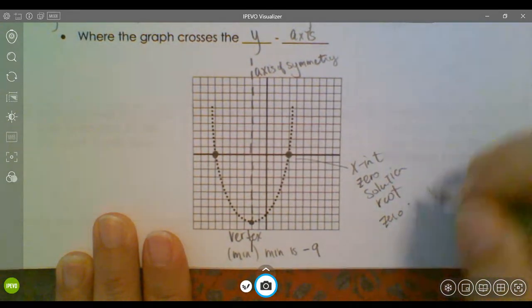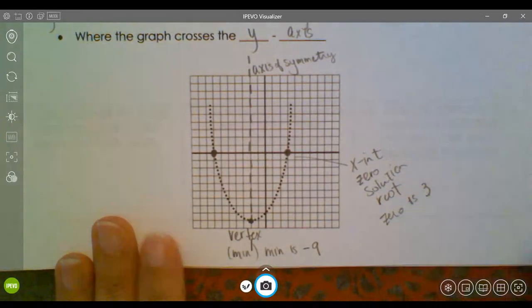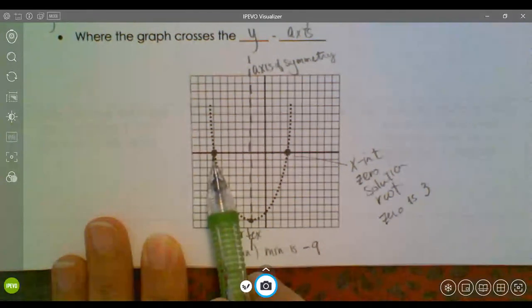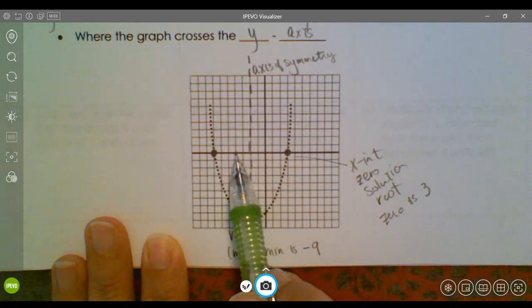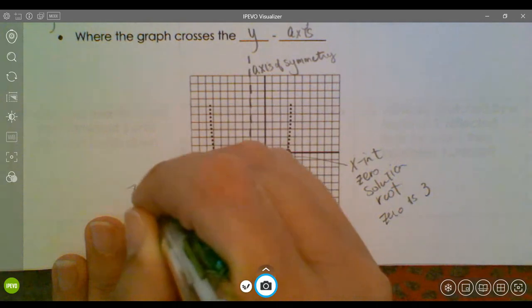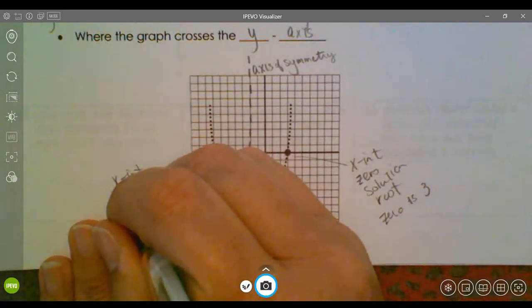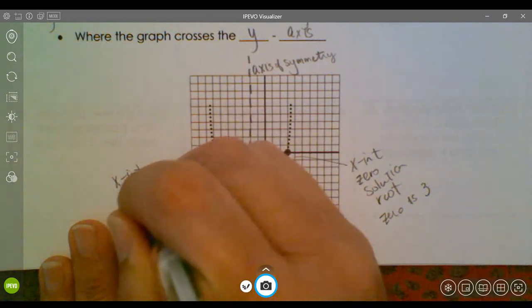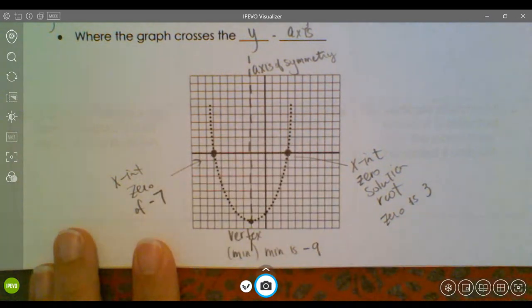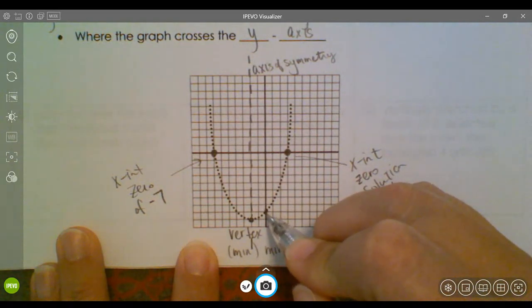It's weird to say 0 equals 3, but it's a noun. The zero is 3. There's another one over here at 1, 2, 3, 4, 5, 6, 7, negative 7, 0, an x-intercept of -7. And then my y-intercept is here.